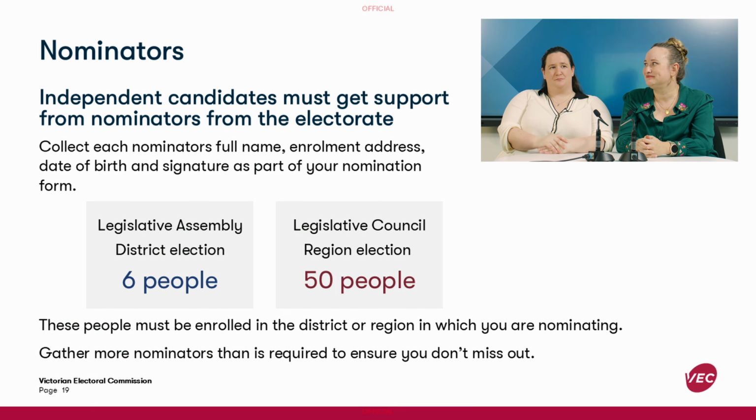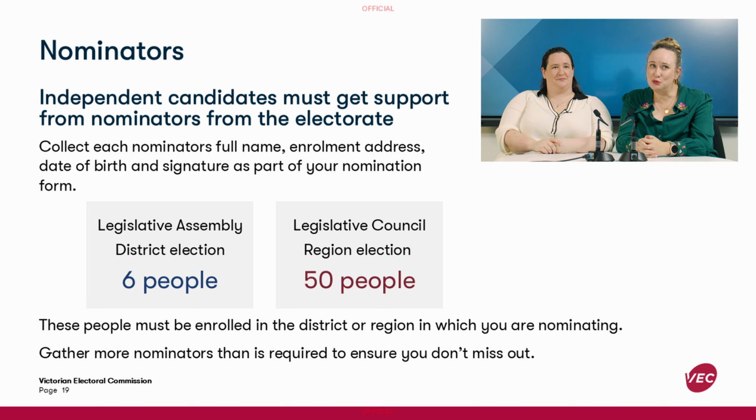Independent candidates must get support from nominators for the electorate in which they wish to nominate. As part of your nomination form, you must collect the full name, enrolment address, date of birth, and signatures of at least 6 people if you are nominating for a district election, or at least 50 people if you are nominating for a regional election. These people must be enrolled in the district or region in which you are nominating.